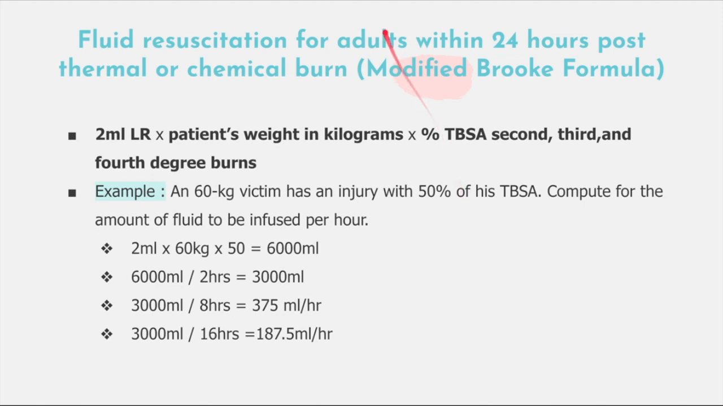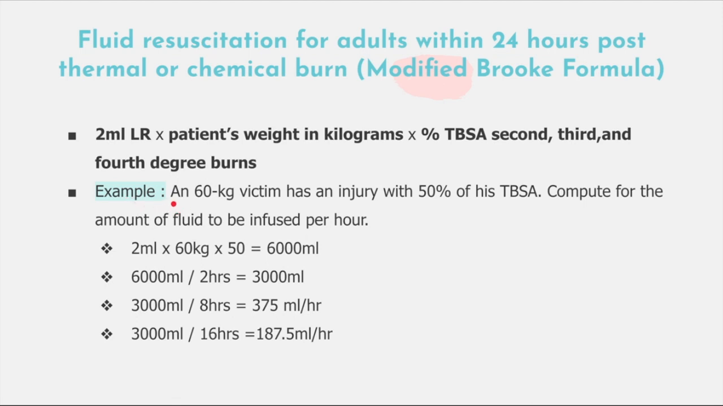Next will be the modified Brooke formula. The modified Brooke formula is for the fluid resuscitation for adults within 24 hours post thermal or chemical burns. The formula is 2 ml lactated Ringer's solution multiplied by the patient's weight in kilograms, which is then multiplied by the percent TBSA in second, third, and fourth degree burns. I hope everyone has a paper, pencil, and calculator as I do the example, so you can do the computations along with me.